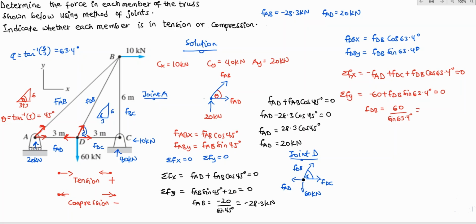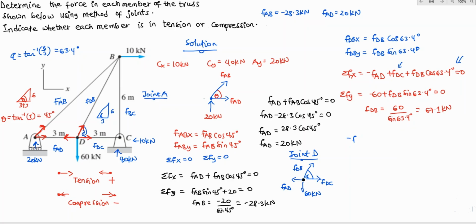So we're going to have 60 divided by sine of 63.4. Okay, and that's going to give us FDB to be equal to 67.1 kilonewton. So that will be the value of FDB. Now that you know the value of FDB, you can substitute it into this equation to get FDC, because you know FAD already. So let's go ahead.